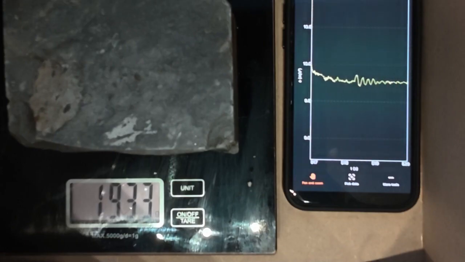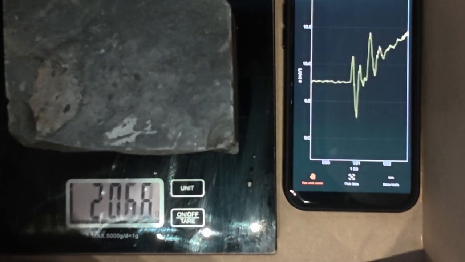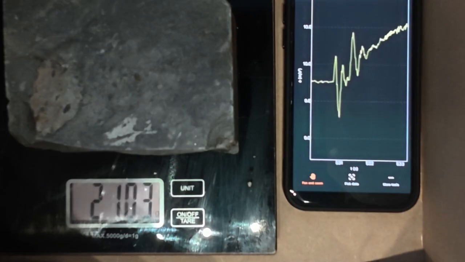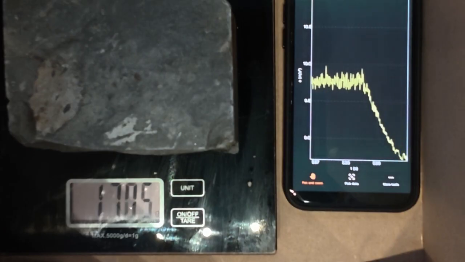Now, let us watch that again. Notice that while the accelerometer registers 9.8 meters per second squared upwards acceleration, the scale reads 1933 grams. Then, as the elevator accelerates upwards, the rate of acceleration peaks at 10.67 meters per second squared, and the weight on the scale reads 2,103 grams. Then as the elevator decelerates to the next floor, the accelerometer reading drops to 8.66 meters per second squared and the weight reduces to 1705 grams.